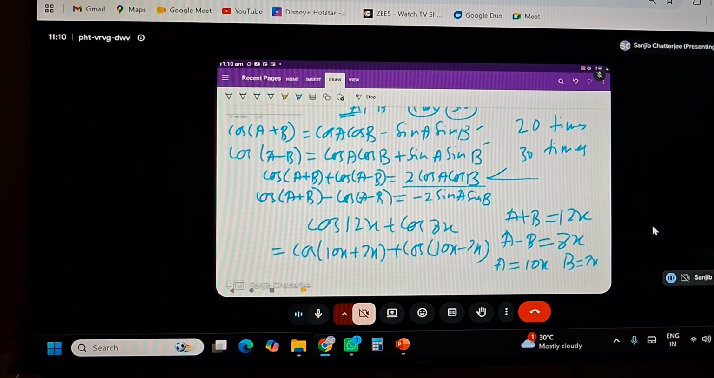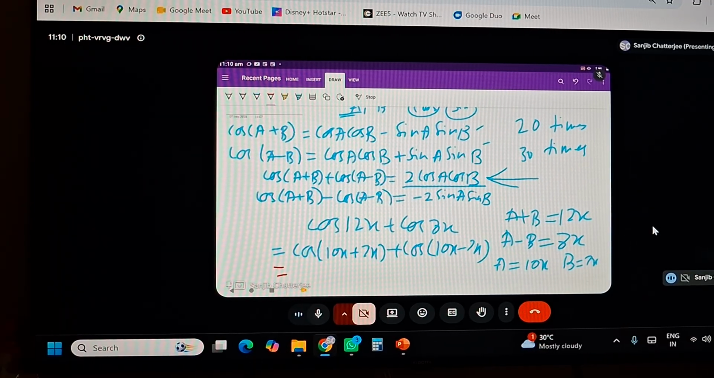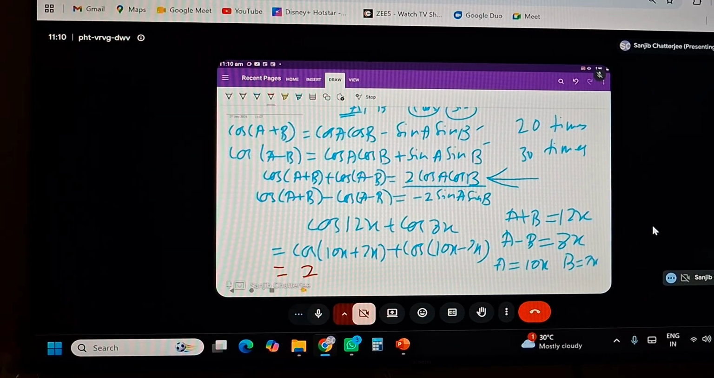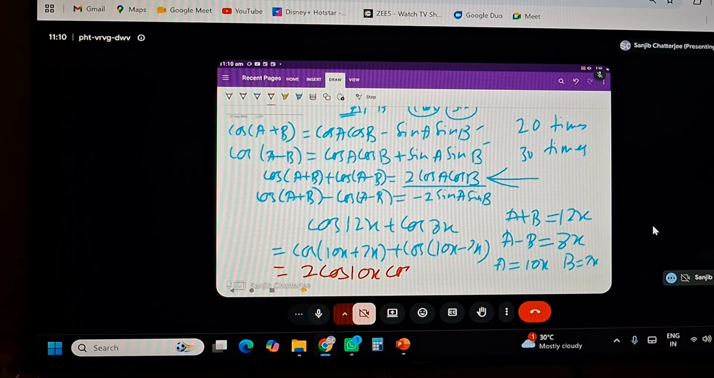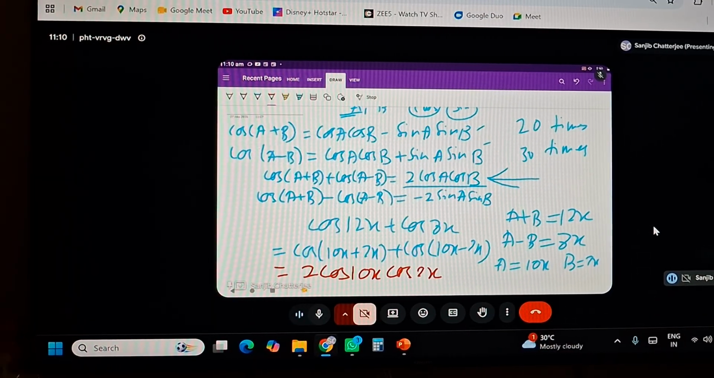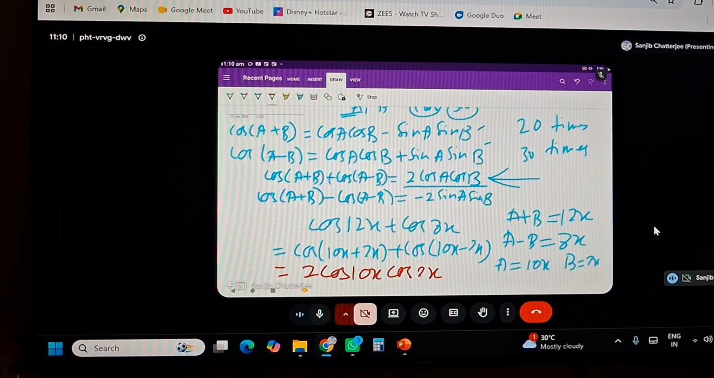So let me change the color for more focus. So the answer you can write like 2 cos of 10x then cos of 2x. So this will be your final answer, right? So this way you can solve the problem with the sine and the cos functions.